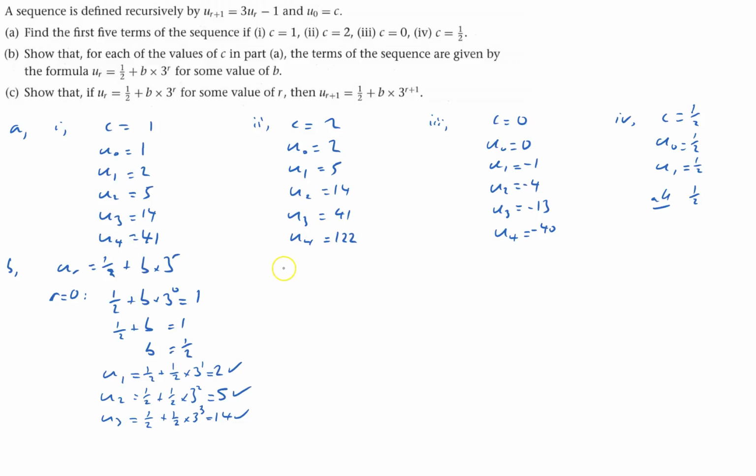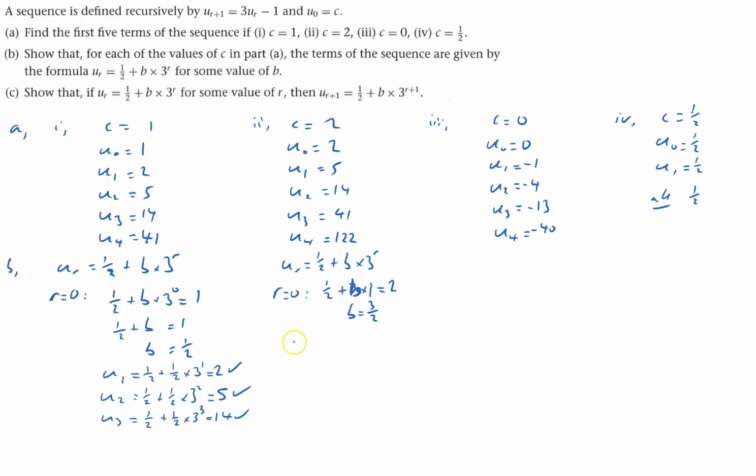Now here we've got the same thing. UR equals a half plus B times 3 to the R. I need to work out what B is. So R equals 0. That'll say that a half plus B times by 3 to the 0, which will be 1. That must be 2. And so that's a B. B will be 1.5. So B equals 3 over 2.